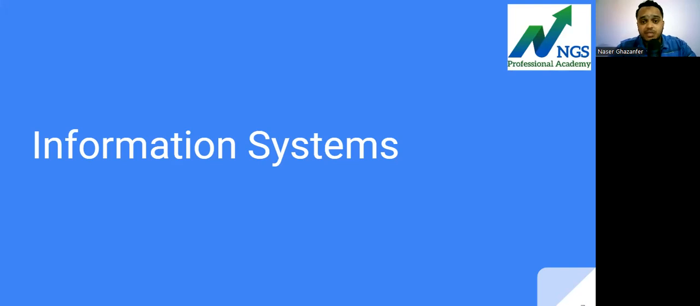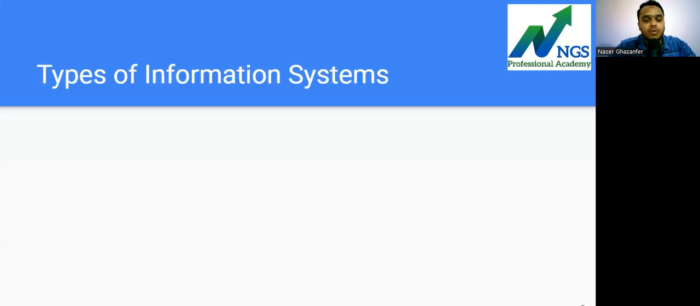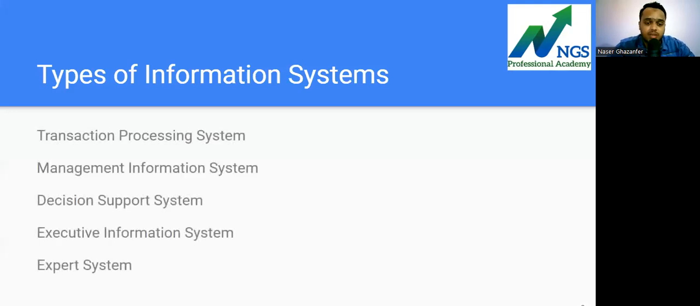Alright, so information systems is the software which is there inside and information technology is the hardware. Question भी आ सकता है ऐसा आपको. Now moving further ahead, types of information systems. Now there is transaction processing system, management information system, decision support system, executive information system and expert system. Ab one by one aayenge hum yahan pe.